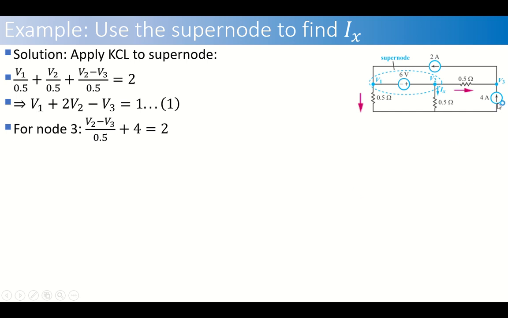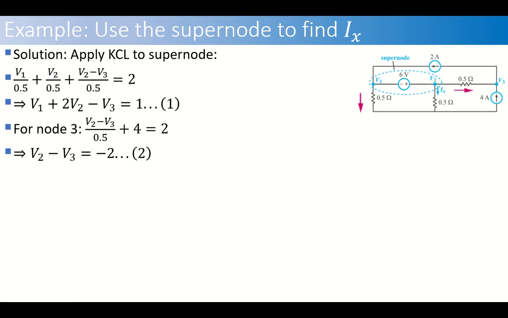You can see that this is incoming current, this is incoming current, and this is the outgoing current at node number 3. So the sum of the incoming current should be equal to the sum of the outgoing current. Incoming currents are, number one, the current in the 0.5 ohm resistance, so V2 minus V3 divided by 0.5, and the second incoming current is 4 ampere, so plus 4, that should be equal to the sum of the outgoing current. The outgoing current is only 2 ampere. So we can simplify this equation. This will be V2 minus V3 is equal to minus 2. Let's call this equation number 2.